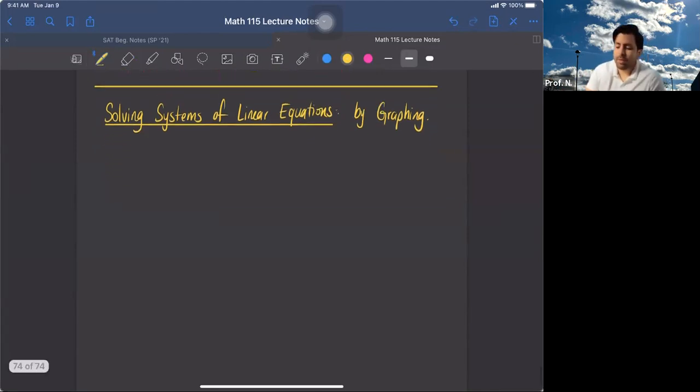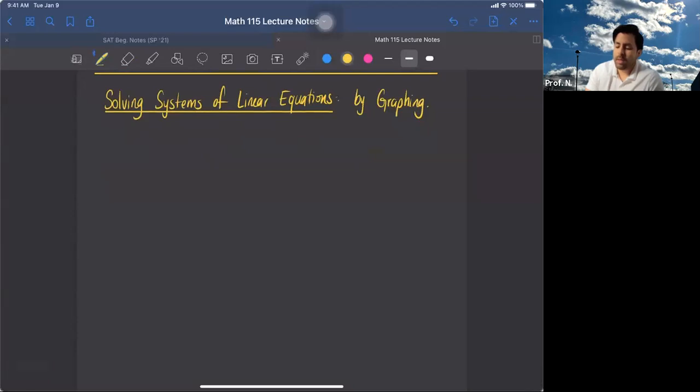Before we get into that though, what do you guys know about what would happen if you have two lines on a graph? Can anyone tell me all the possible scenarios? If you have two lines on a graph, what could occur? These are the three possible scenarios with two lines on a graph.